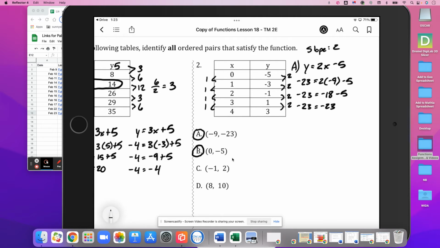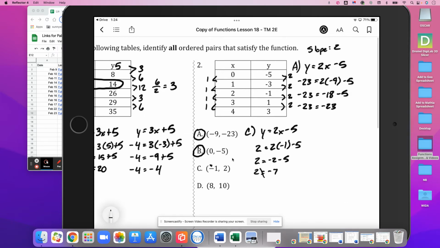We'll continue with B, testing B next. We did B. We already knew because it was in the table. So testing C. Same equation, y equals 2x minus 5. And so we're going to have 2 is equal to 2 times -1 minus 5. 2 equals -2 minus 5. 2 equals -7. That is not true. So C does not satisfy the function.